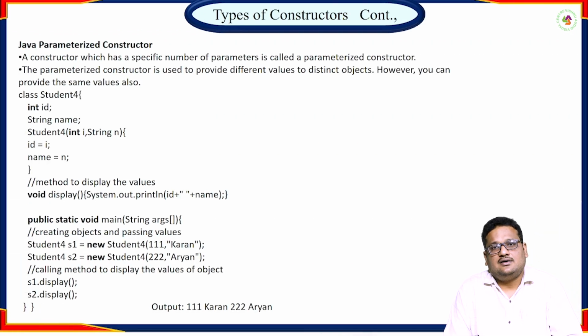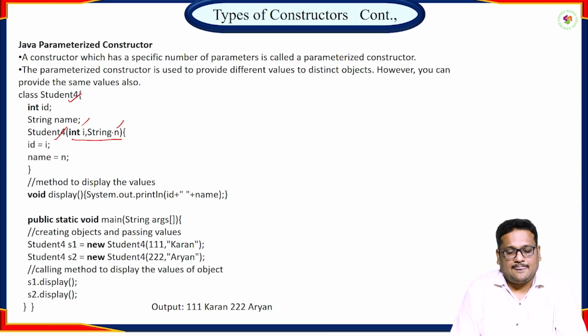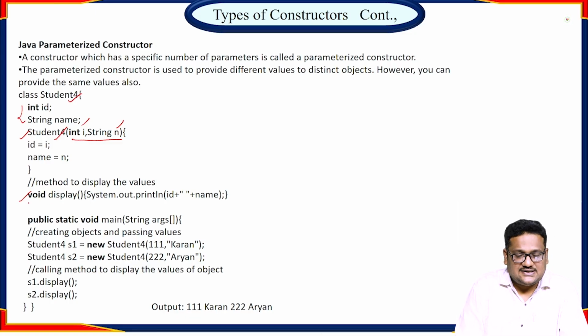And coming to the second type of constructor, a parameterized constructor. If you observe this parameterized constructor, here the class name is Student4. Here the constructor name is Student4. This constructor has some parameters, two parameters. The first one is i, which is of type integer. The second one is n, which is of type string. And this class has one constructor, and these are the variables of the class. And this is the method. Here the method name is display. The return type of display is void. One constructor is there as well as one method.